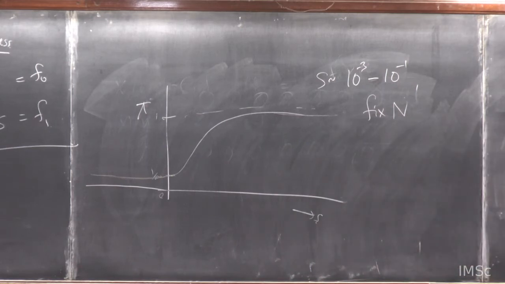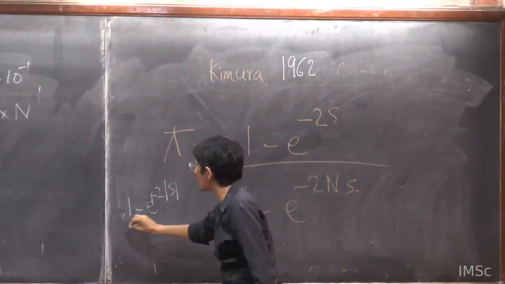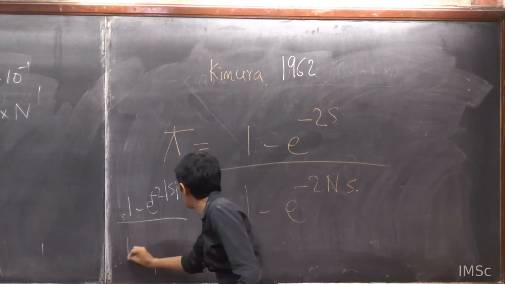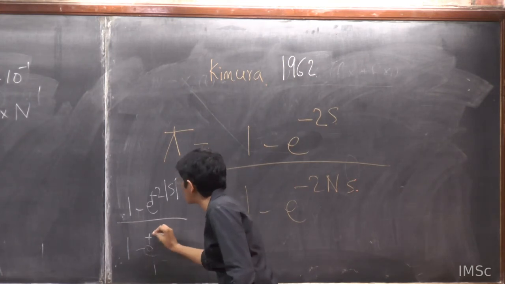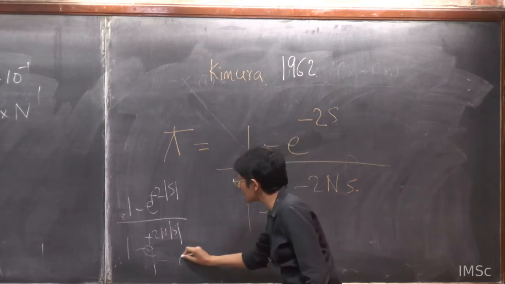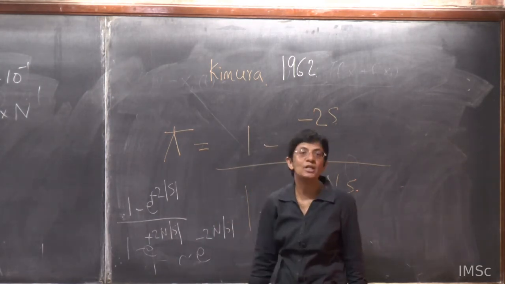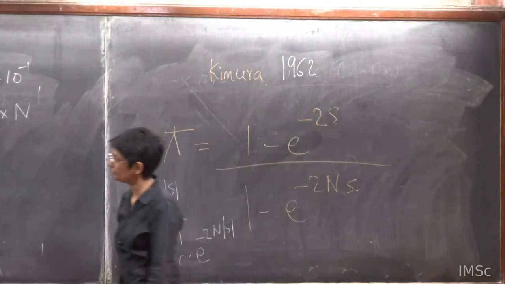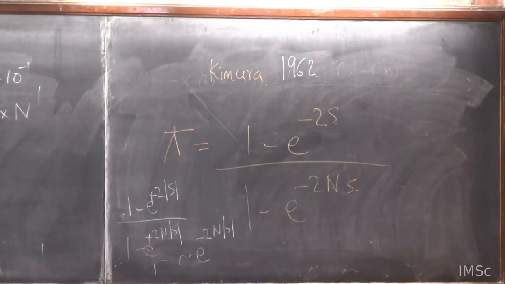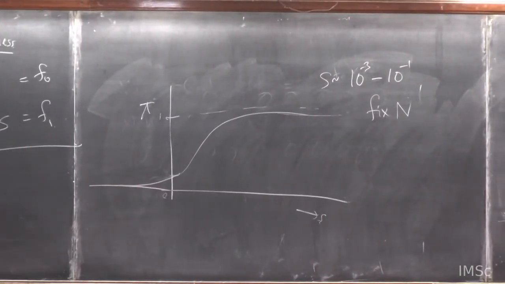So, let us do this bit of math. S is negative. So, I will write it as 1 minus e to the power minus 2 plus 2, because minus mod S. So, it's 1 minus e to the power again plus 2 mod S. So, what is this? E to the power minus 2 mod S. It's exponentially small. So, it's like this. It's going to decay very fast.